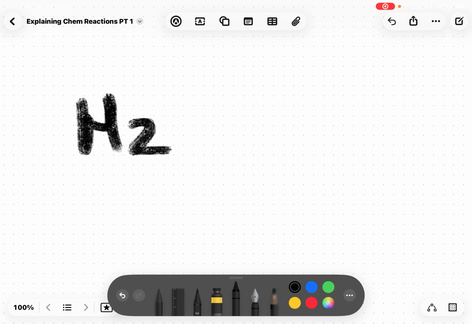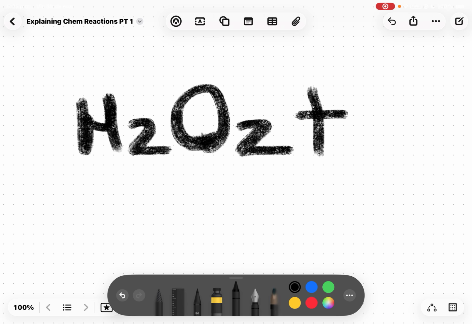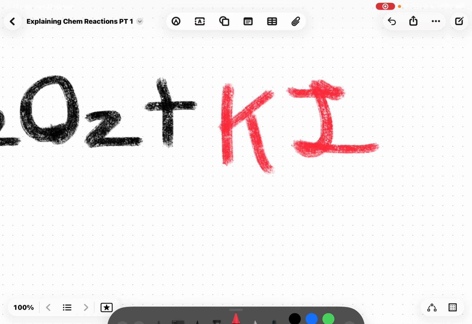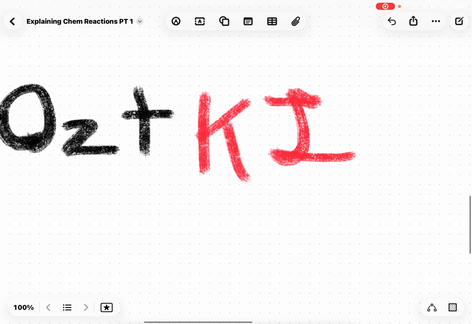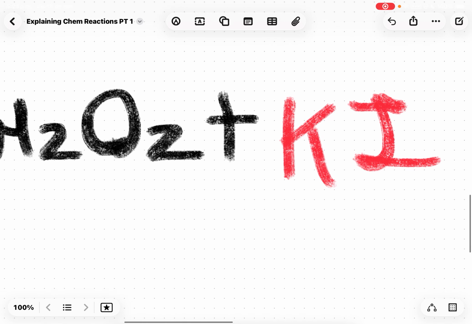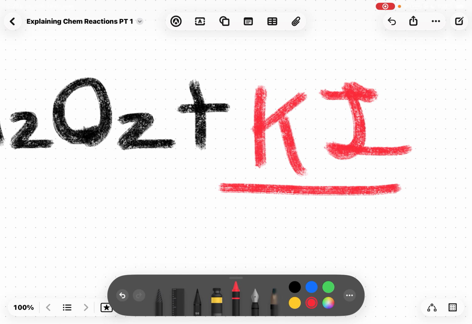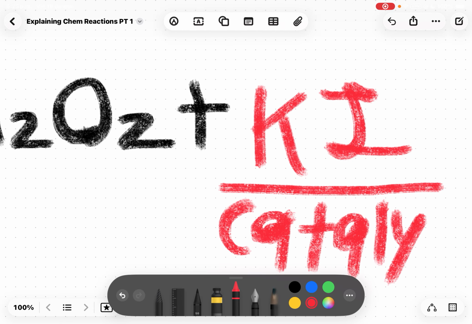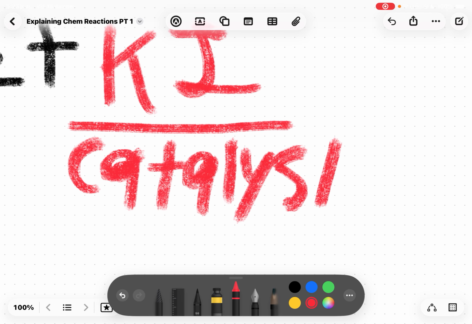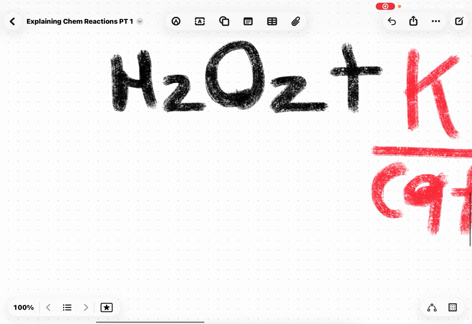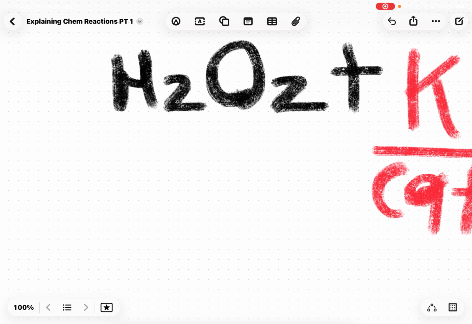So you can have this plus potassium iodine. Now, what potassium iodine will do is decompose the oxygen. How? Why? Well, potassium iodine in this reaction acts as a catalyst. What a catalyst does is basically making processes for reactions faster. In this case, with potassium iodine in the mix, it takes less energy and less time to decompose the oxygen from hydrogen peroxide.